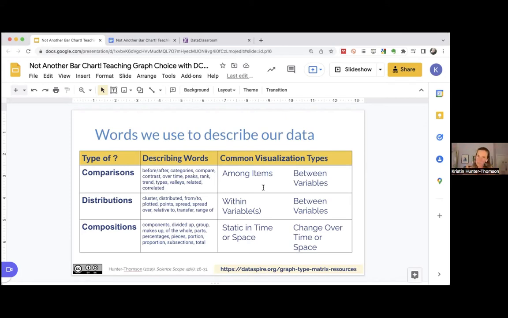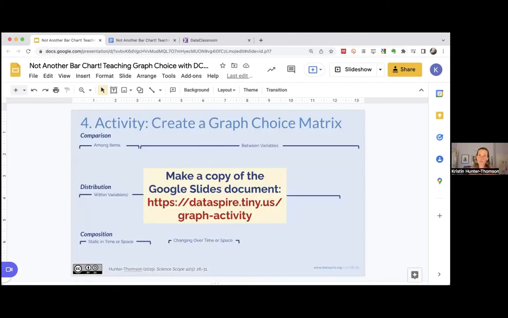Now, it can go down a next level. We could narrow it down a little bit more. Are we asking a comparison among different items, or among categories within a variable or an attribute? Are we looking between attributes or between variables, depending on which subject area you teach in? So we can drill down a little bit farther. And now we can start building that muscle into graph choice. And you are going to practice this a little bit.